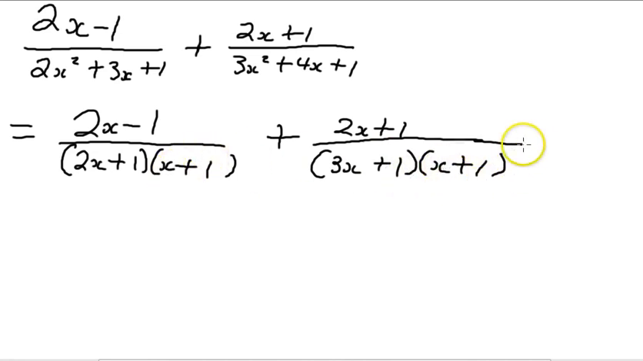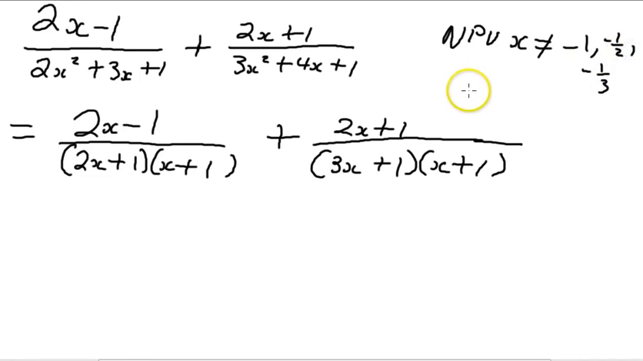And at this point, we can state our non-permissible values. So NPV: x cannot be negative 1/2, negative 1, negative 1/3, negative 1. So let's go negative 1, negative 1/2, negative 1/3. Okay, so we've stated our non-permissible values. We always do that when we are simplifying.